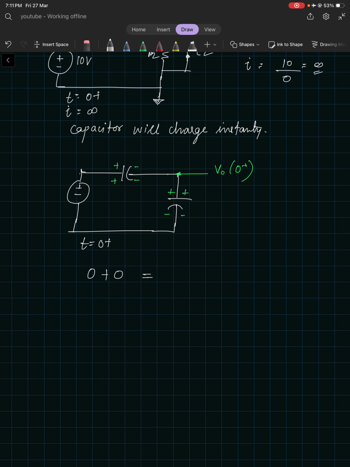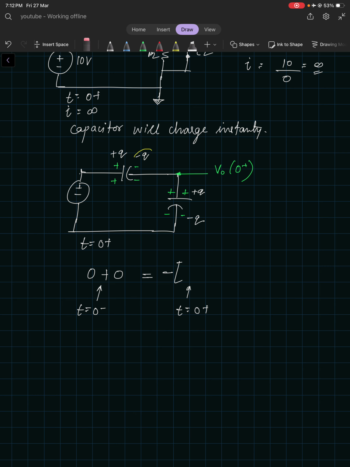Now at t is equal to 0 plus, this was at t is equal to 0 minus, right? Now at t is equal to 0 plus, again it has to be the same, right? But the charge has distributed. So what is the value? Let's call the magnitude q. This was plus q, this was minus q, and this was again plus q, and this was minus q. So here if you see this is plus q.